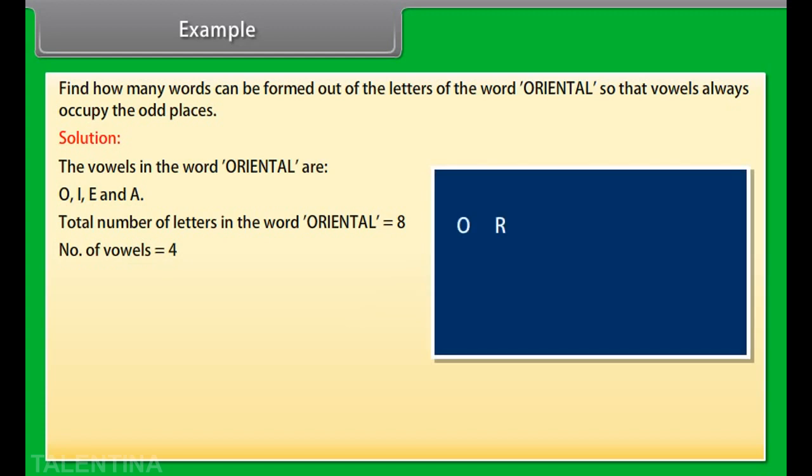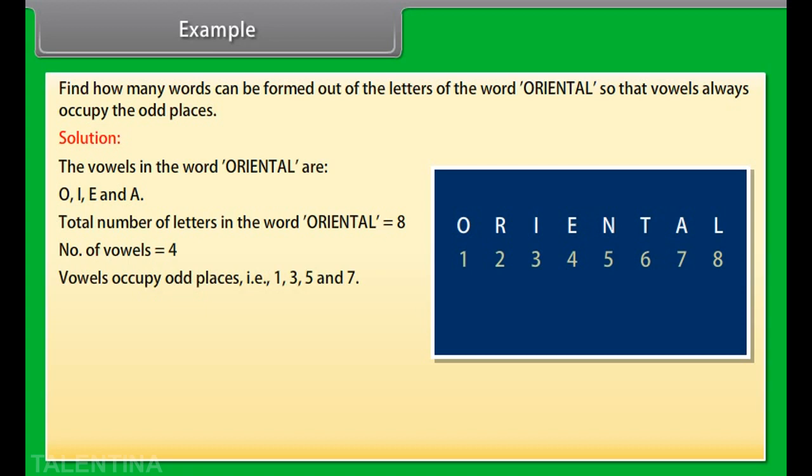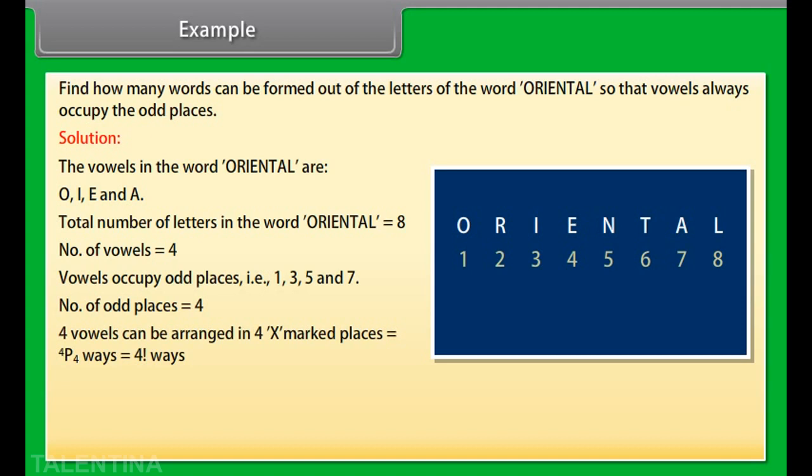O, R, I, E, N, T, A, L. 1, 2, 3, 4, 5, 6, 7, 8. Vowels occupy odd places, that is 1, 3, 5 and 7. Number of odd places is equal to 4. 4 vowels can be arranged in 4 marked places in 4P4 ways, which is equal to 4 factorial ways.